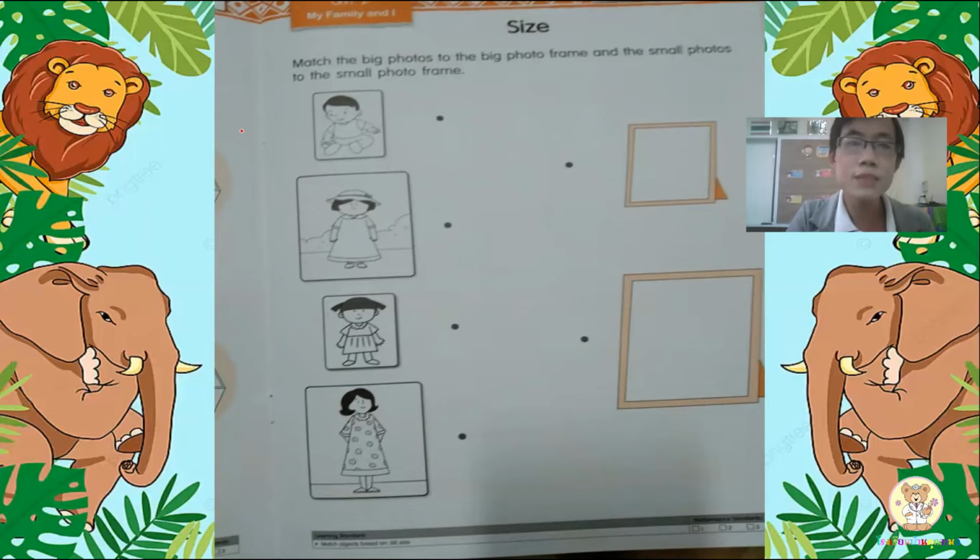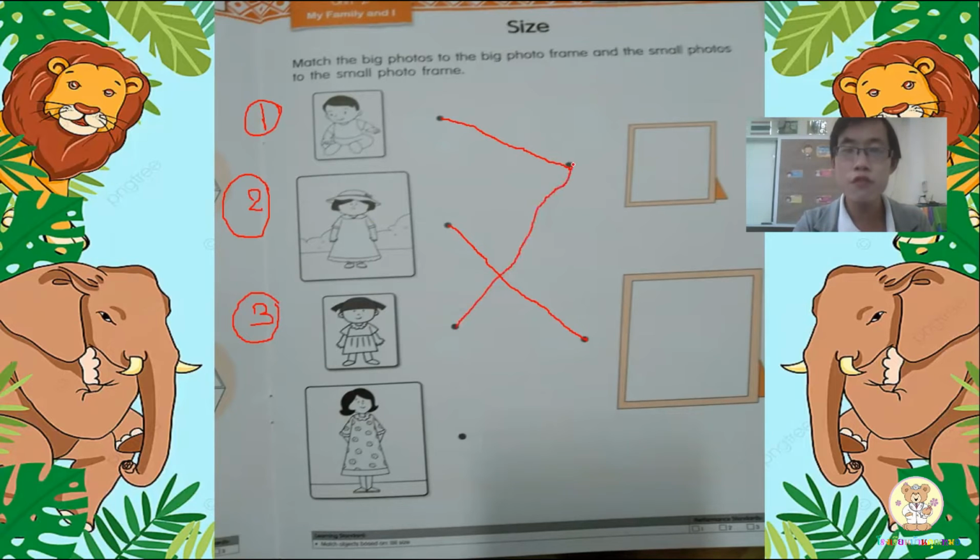Then you can see that the first picture is small, right? So we need to draw the line to the small photo frame. Okay, next picture. You can see that this picture is big, right? So we need to draw a line to the big photo frame. Next, the third picture, you can see that it's very small, right? So we need to draw the line to the small photo frame. And the last picture, the photo is big. So we need to draw the line to the big photo frame. That's it.